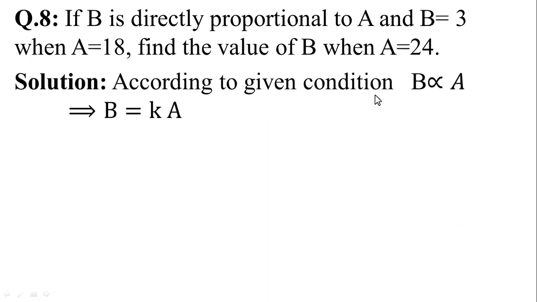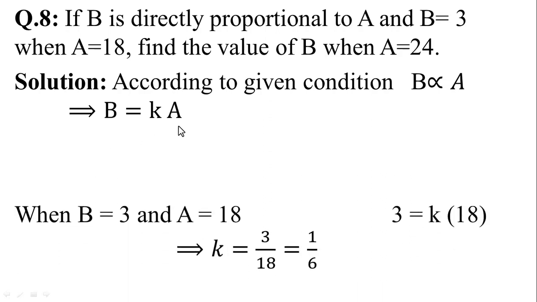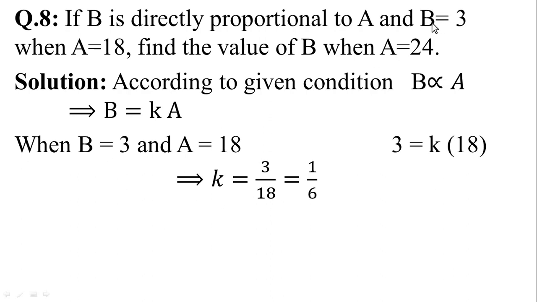Solution: according to the given condition, b is directly proportional to a. Remove the proportionality sign, then b is equal to ka. Putting the values when b is equal to 3 and a is equal to 18 in this relation, 18 is divided on the other side. This implies that k is equal to 3 upon 18. Simplify this relation, then k is equal to 1 upon 6.